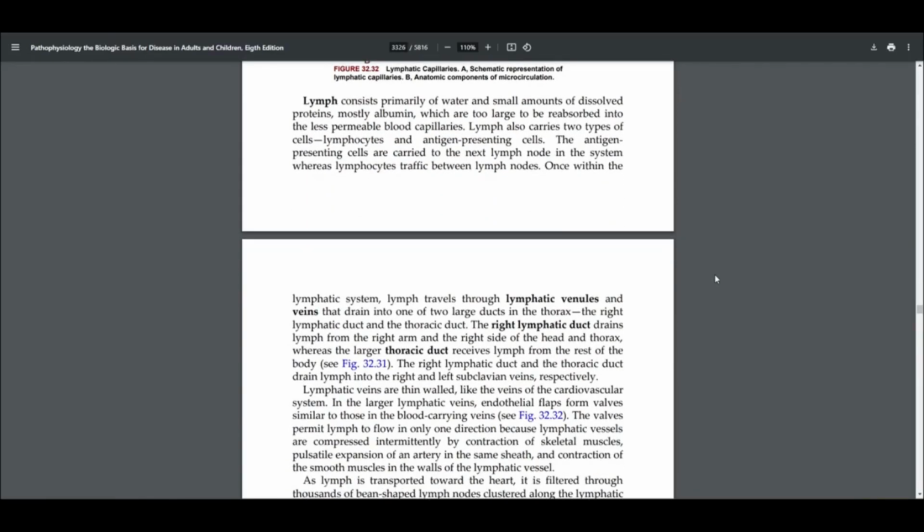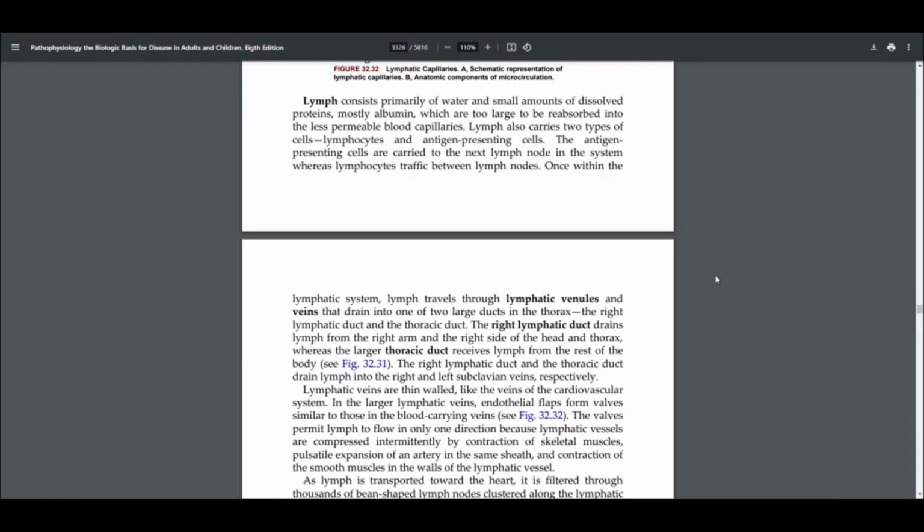Lymph consists primarily of water and small amounts of dissolved proteins, mostly albumin, which are too large to be reabsorbed into the less permeable blood capillaries. Lymph also carries 2 types of cells, lymphocytes and antigen-presenting cells. The antigen-presenting cells are carried to the next lymph node in the system, where lymphocytes traffic between lymph nodes.